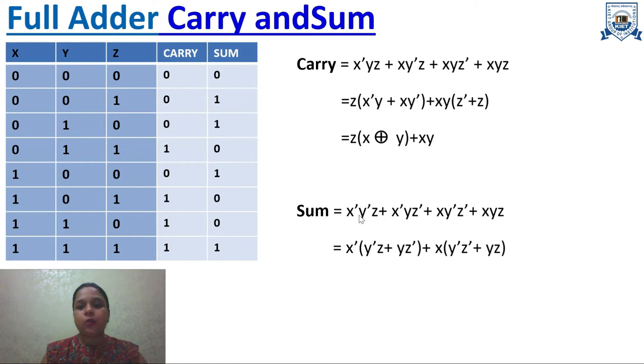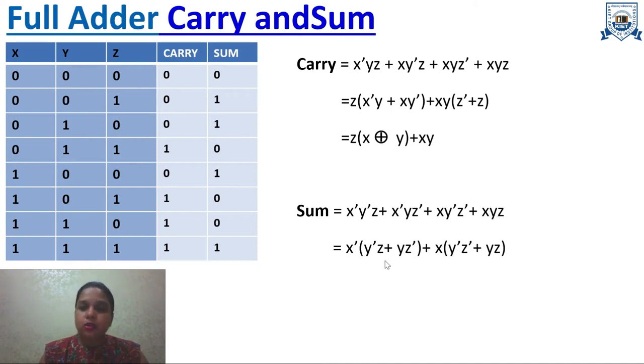Now we need to reduce this. From these two Boolean expressions, we have taken x bar common. Then it will be y bar z plus y z bar. It is written over here. Plus from these two, x is taken common. Then it will be x bar z bar plus y z.